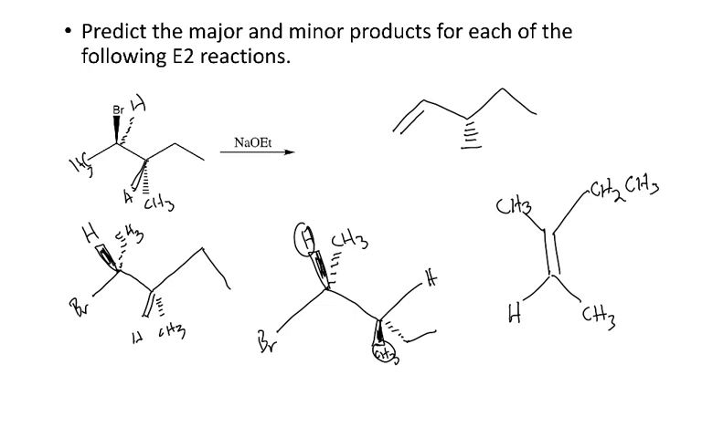This is probably the hardest aspect of these E2 reactions. When they don't draw it so that the leaving group and the hydrogen are anti-periplanar, we've actually got to rotate these to get them that way. This really takes a lot of practice. In addition to this example, I'd recommend looking at the example in the textbook as well.